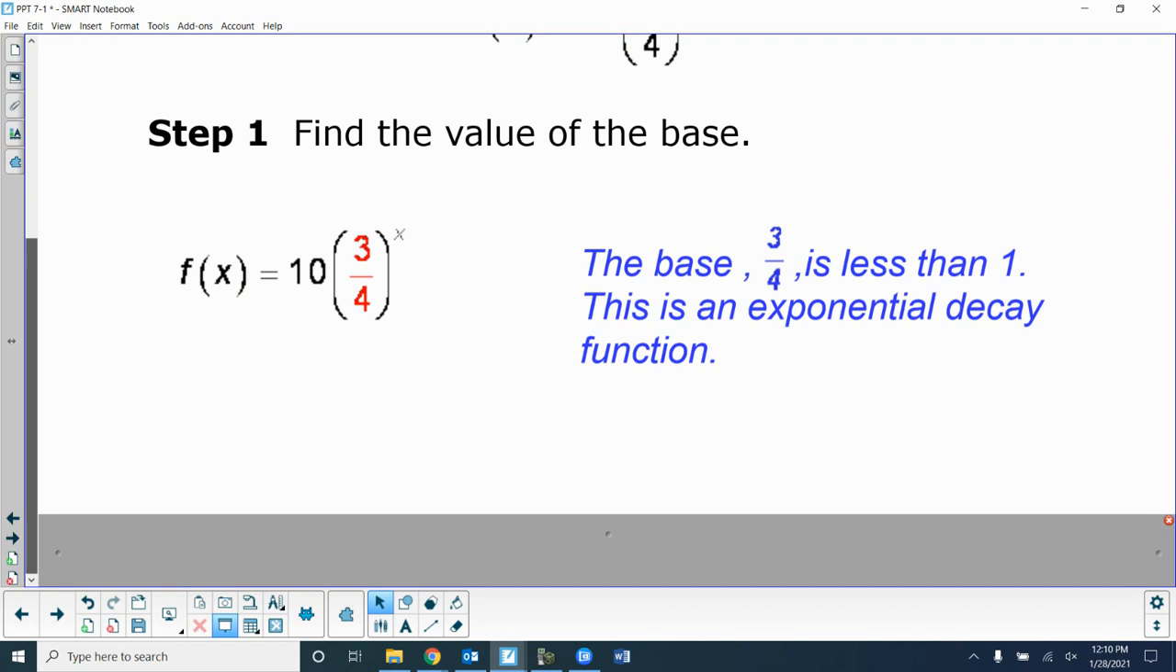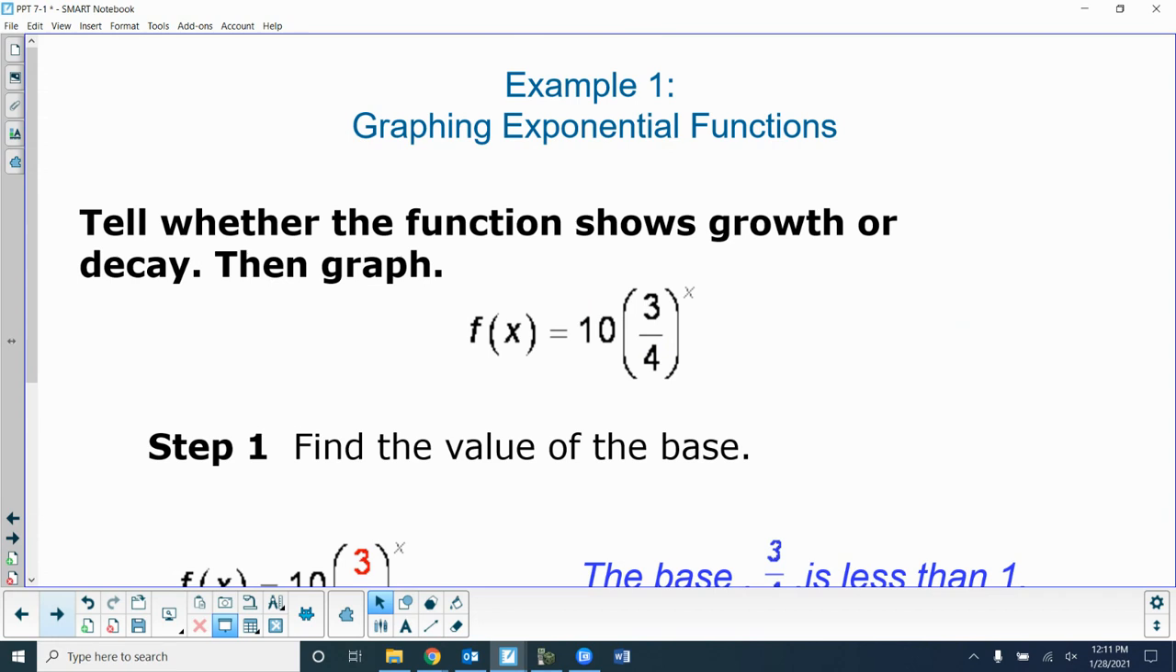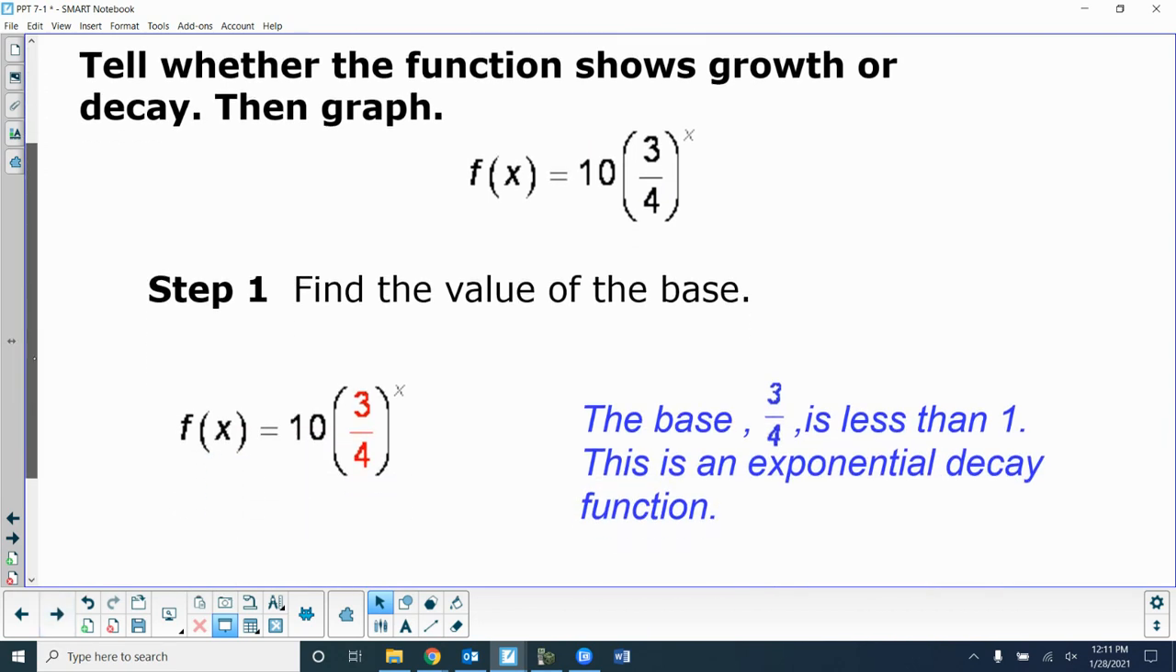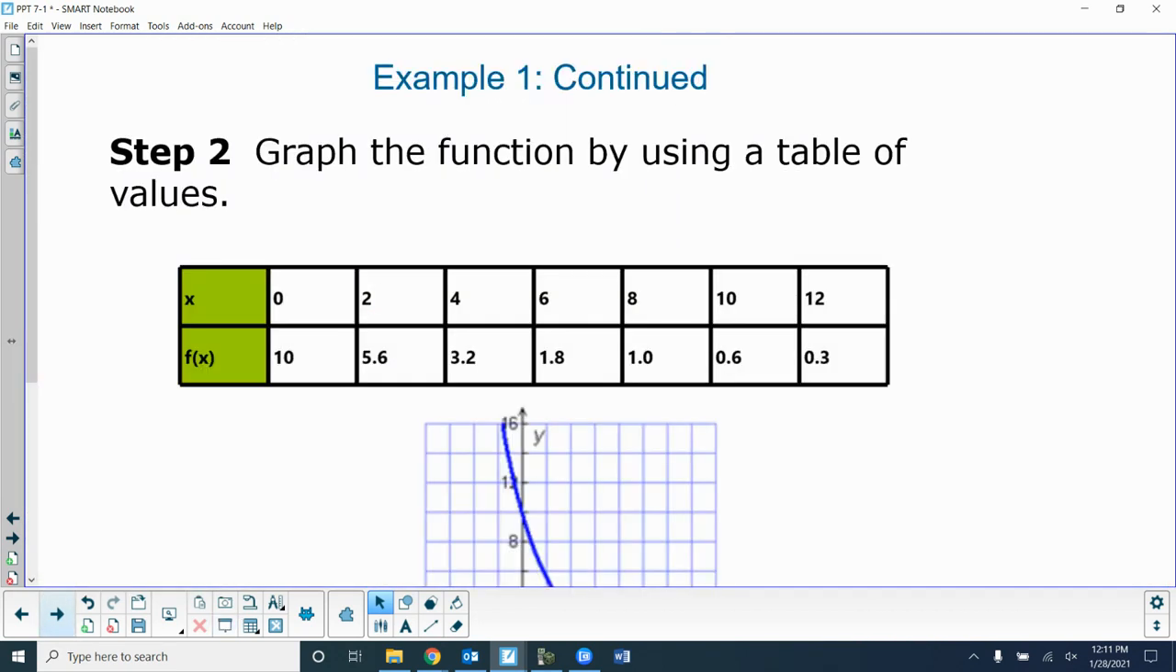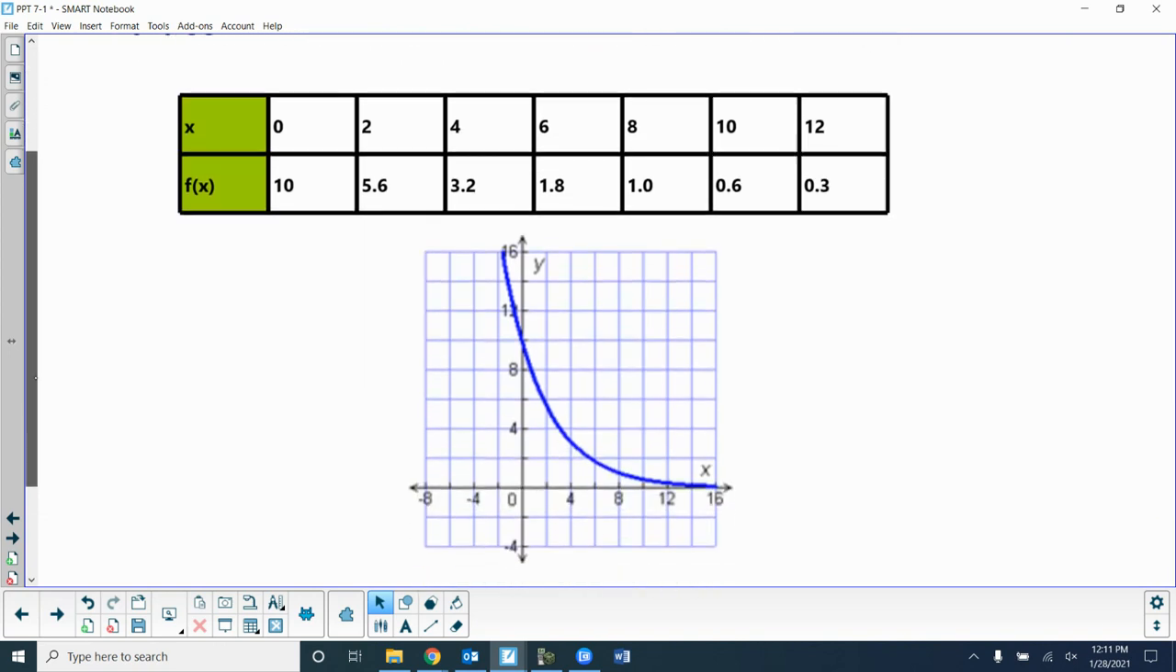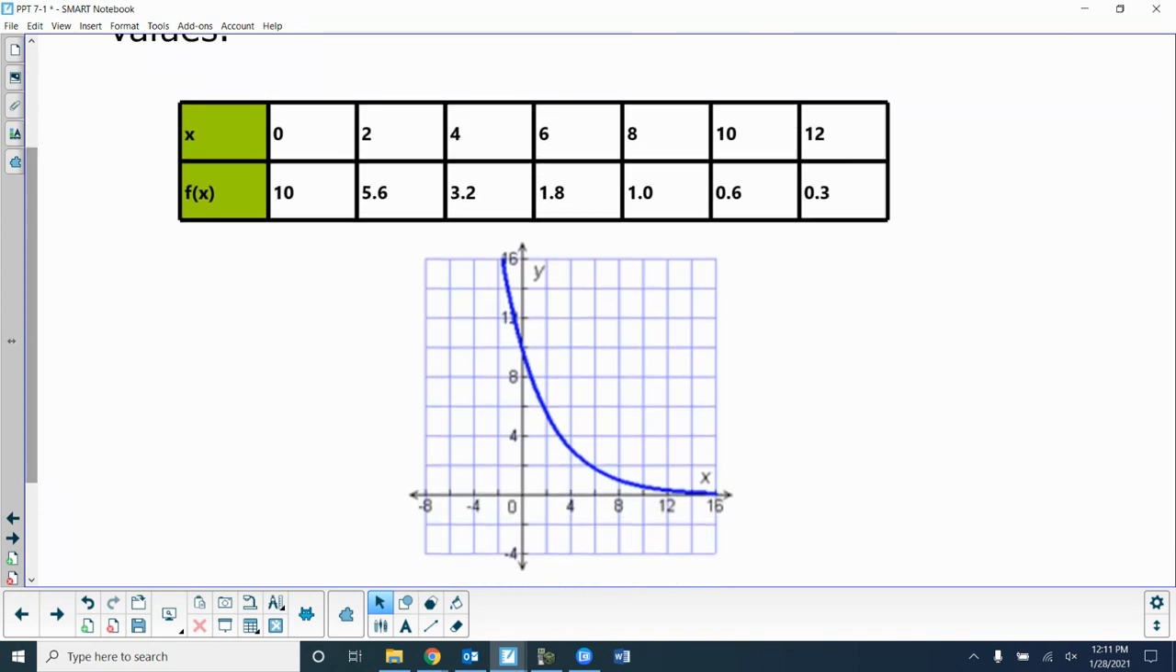Okay? So this is a decay problem again because my base is less than 1. My base is between 0 and 1. Okay, my graph looks like that. How do I get these values on your calculator? You go to the graph. How do I go to the table? Second graph, right? So second graph would get you a table of values.